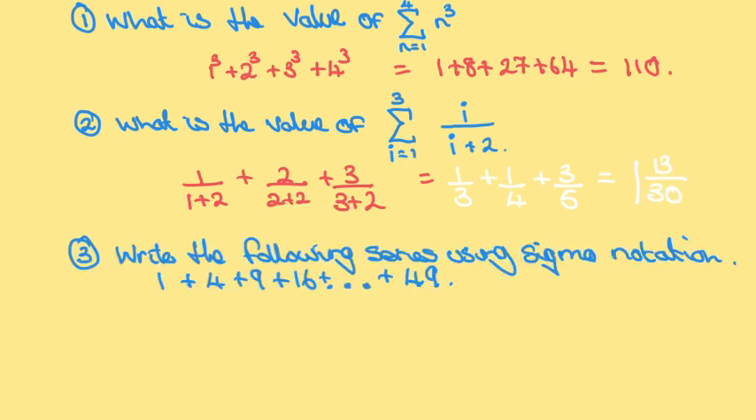Question 3. Write the following series using sigma notation. 1 plus 4 plus 9 plus 16 all the way up to 49. You can see that this series is 1 squared plus 2 squared plus 3 squared plus 4 squared all the way up to 7 squared. Therefore, using sigma notation, it will be sigma n squared from n equals 1 to n equals 7.